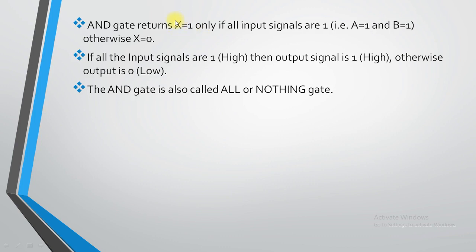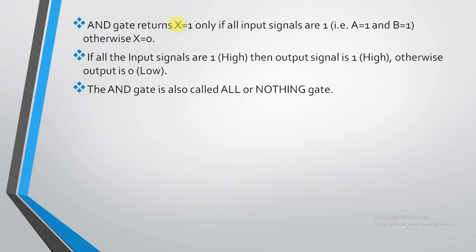Now if you properly understand the truth table of the AND gate, you can easily write these three points. X is my output variable. The value of X is 1 if all the input signals are 1, that means A equals 1 and B equals 1. Otherwise the value of X is 0. I want to repeat this once again because we have already understood the truth table of the AND gate, so from it you can write these three points.